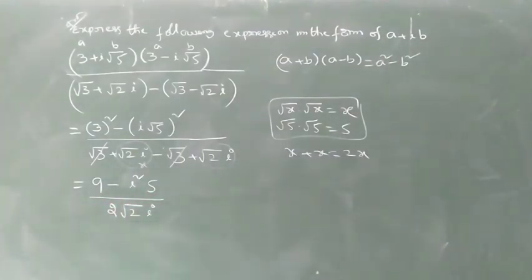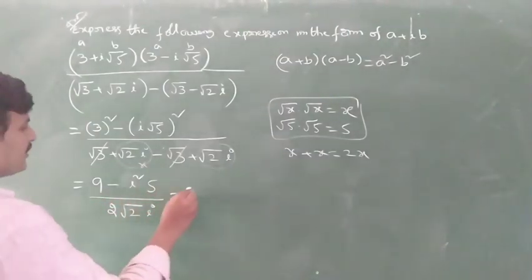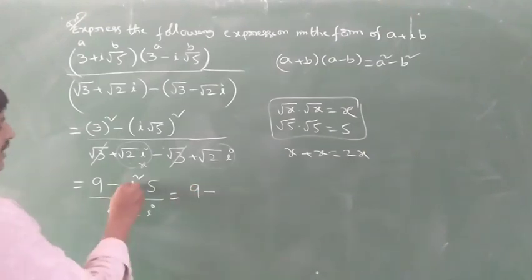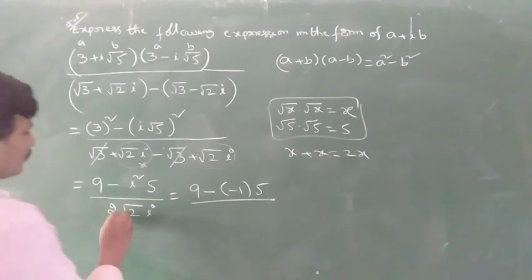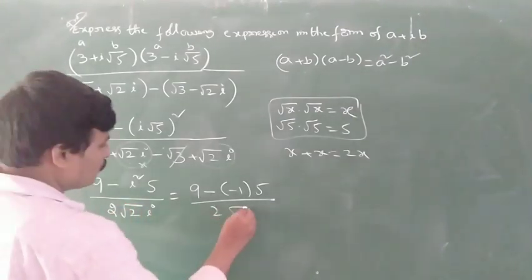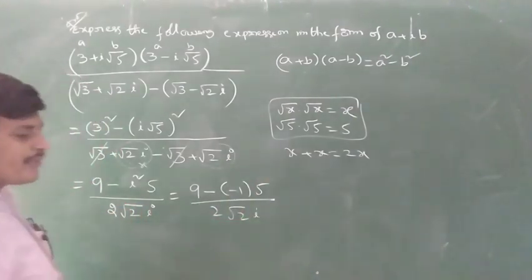Root 2i. So that is equal to (9 minus i square, which is minus 1) into 5 by 2 root i, 2 root i in the denominator.